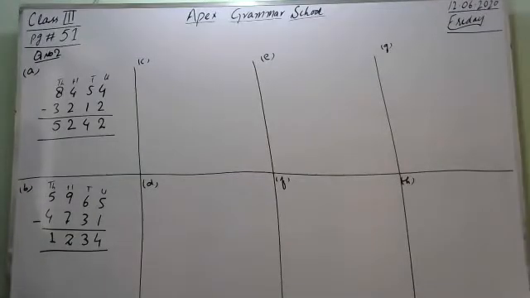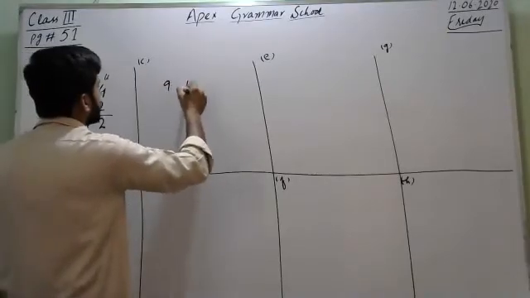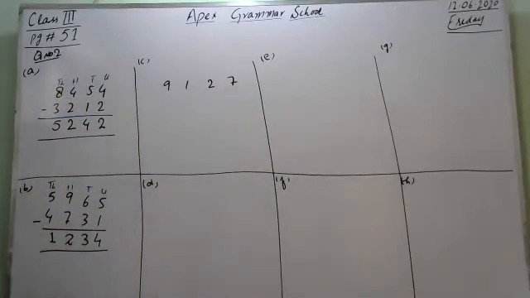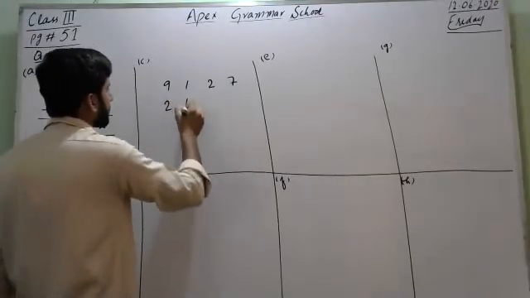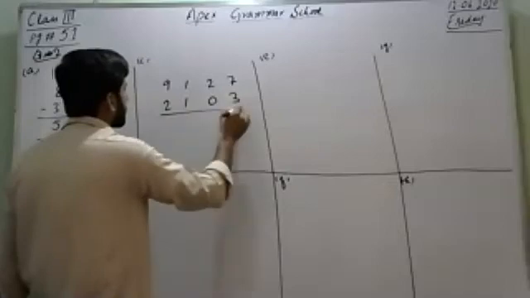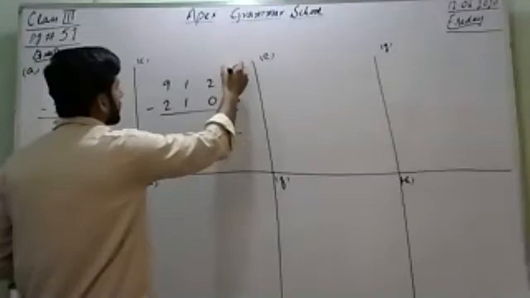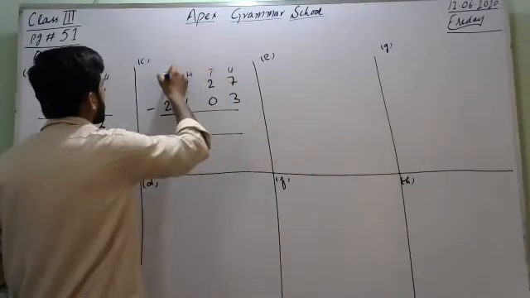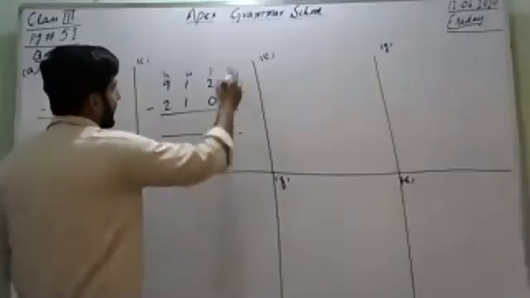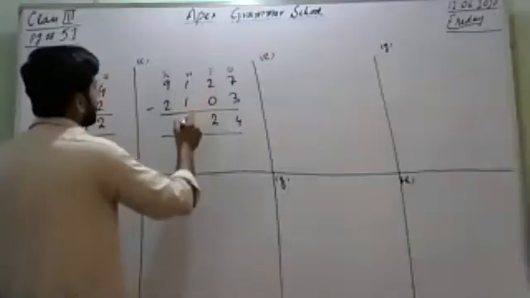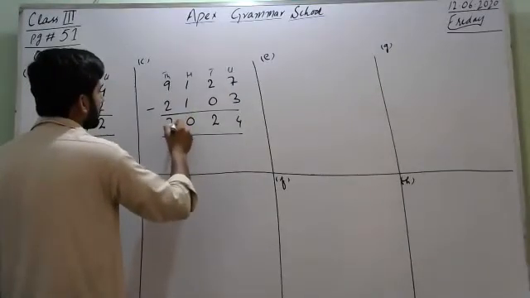C part of this question is 9127. Next number is 2103. Seven minus 3, 4. 2 minus 0, 2. 1 minus 1, 0. 9 minus 2, 7.